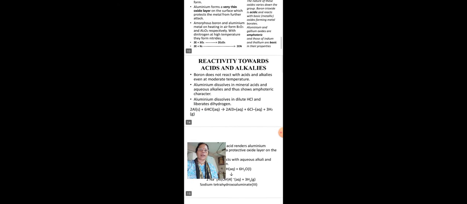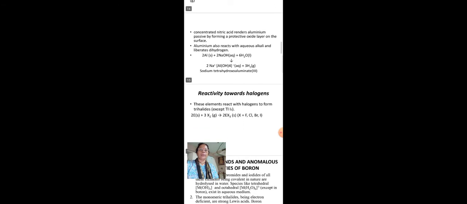Now, the reactivity towards acids and alkalis. Boron does not react with acids and alkalis even at moderate temperature. Aluminum dissolves in mineral acids and aqueous alkalis and thus shows amphoteric character. Aluminum dissolves in dilute HCl and liberates dihydrogen.